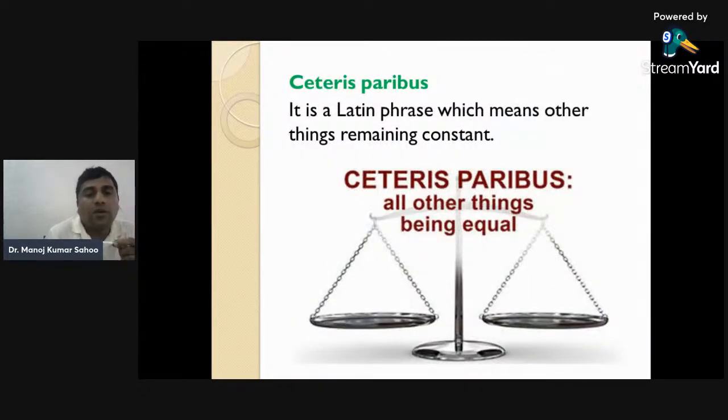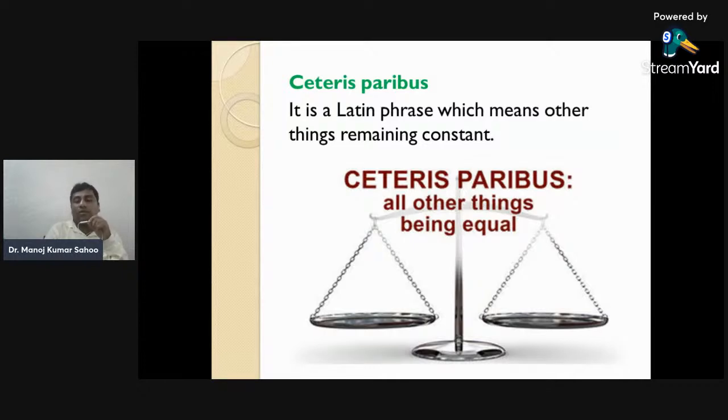Now, what is the concept of ceteris paribus? That's a new concept regularly used in the law of demand, law of supply, and any principle. So what does ceteris paribus basically mean? Ceteris paribus is a Latin phrase which means other things remaining constant. Okay. Now, what are the other things? Other things may be population, technology, income, taste and preference, habits, all these things.